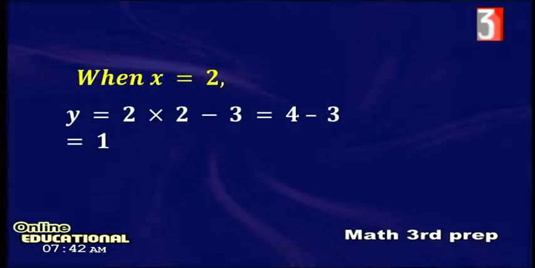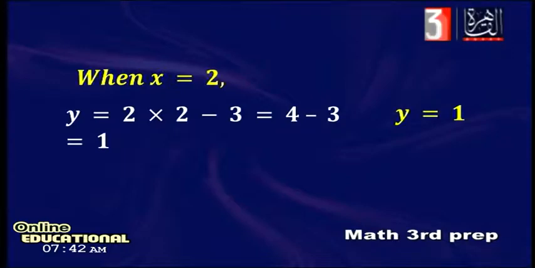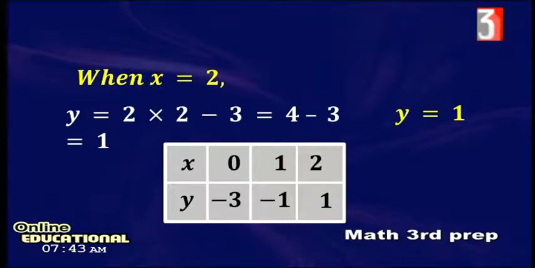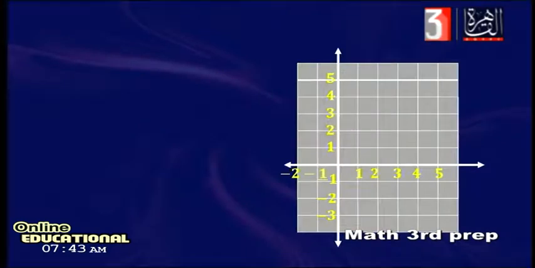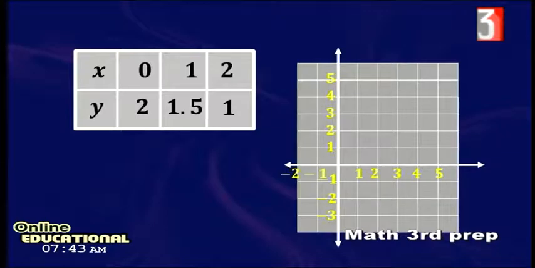Now try to plot the table. When x equals 0, y is negative 3. When x equals 1, y is negative 1. And when x equals 2, y equals 1. To plot these two tables graphically, you are going to find that the first relation gives 0 and 2, 1 and 1.5, and then 2 and 1. Join them together, you obtain a straight line like that in front of you.